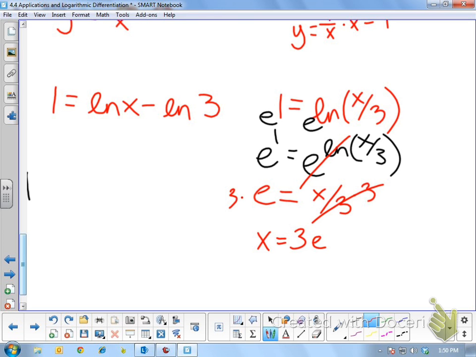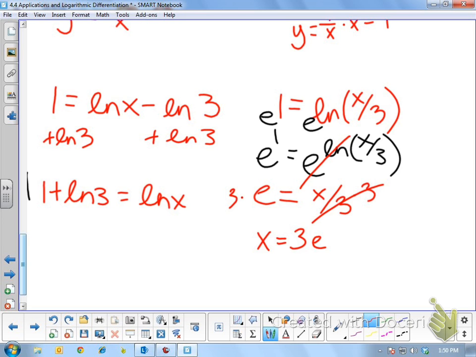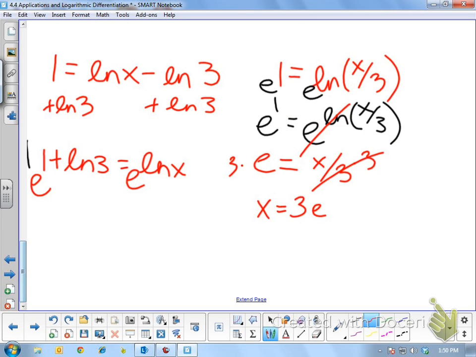Now I can still solve this other one. I feel like it's a little bit more complicated, but it may be the easier way for you. So we add ln 3. We have 1 plus ln 3 equals ln x. And then to get rid of ln, I still e it. That step's not going to change. I put e on both sides. So we would get e to the 1 plus ln 3 equals x.